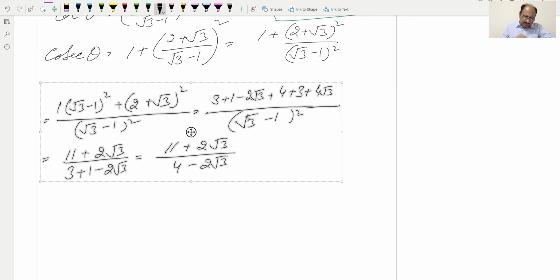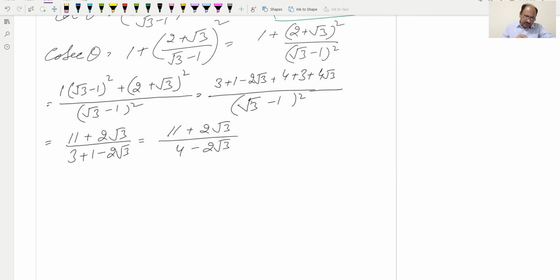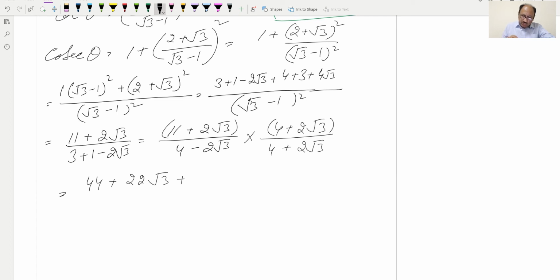We can multiply this by the denominator with the opposite sign, which will be 4 plus 2 root 3 on both numerator and denominator, and this one we have to simplify. We have to multiply these numerators, so 11 into 4 will be 44, plus 22 root 3, plus 2 into 4 will be 8 root 3, and plus 4 into 3 will be 12, so we can write 12.